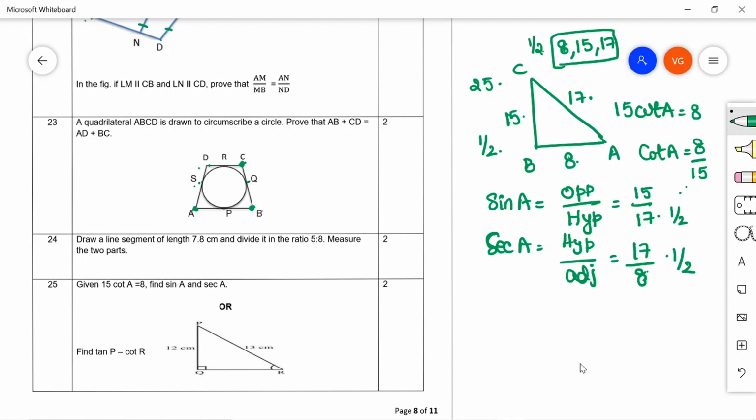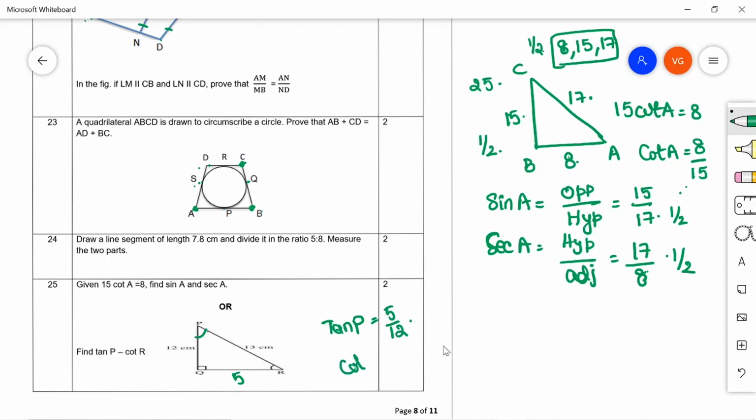The second part here is find tan P minus cot R. So you are given again a triangle. So 12 and 13. So the other side will be here 5. Now tan P you can write down. Tan P is nothing but, this is P. Angle P is this one. So opposite divided by adjacent. So this will be 5 by 12.